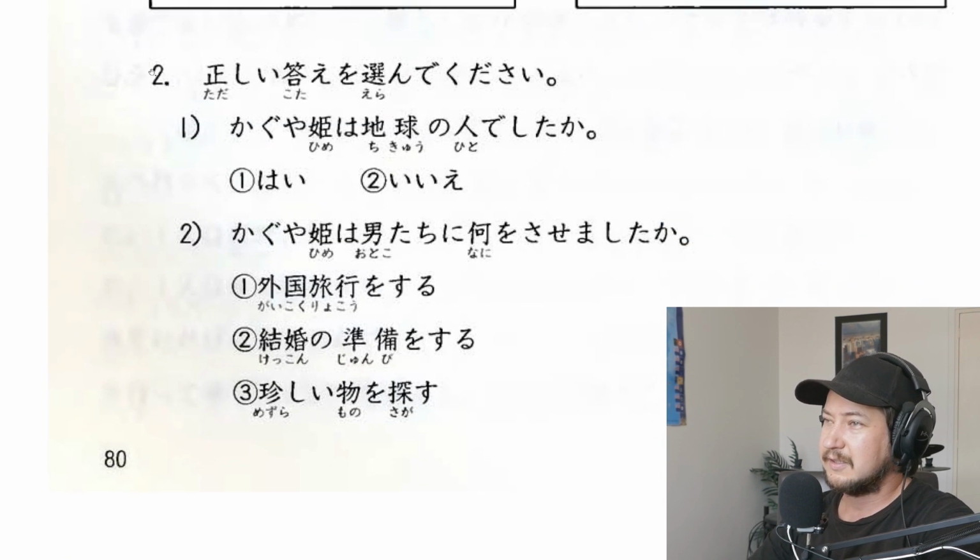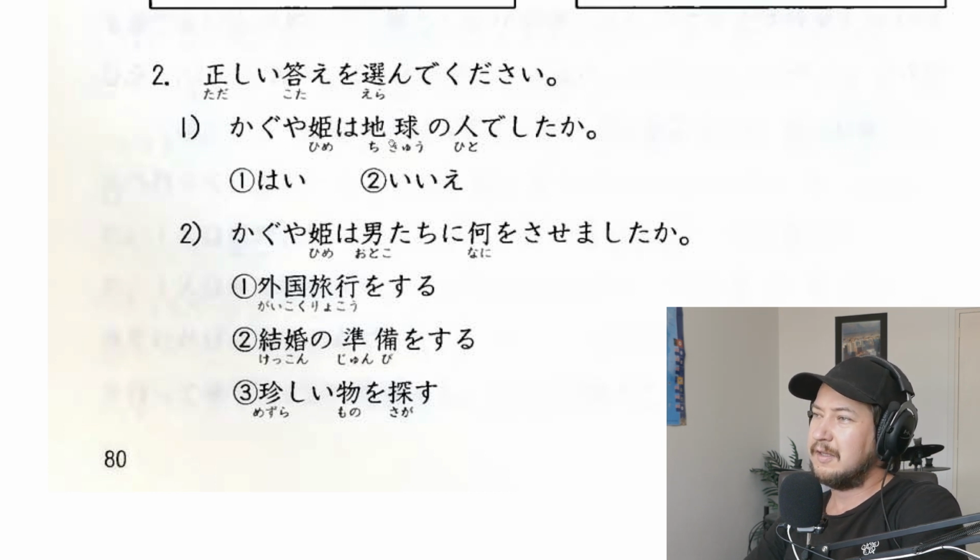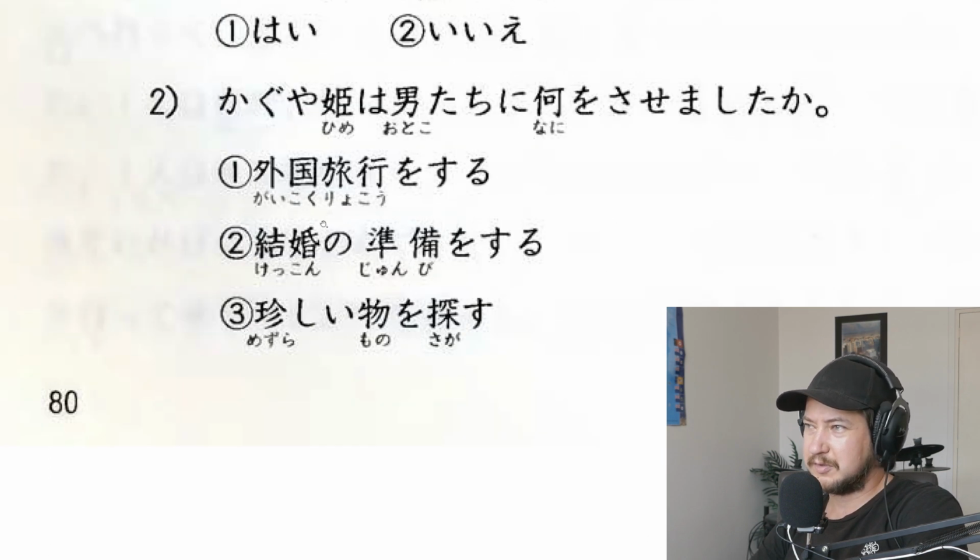Next task. 正しい答えを選んでください. Please pick a correct answer. かぐや姫は地球の人でしたか? Kaguya Princess was a person from planet Earth. And, oh yeah, so no. Yeah, number 2. She was from the moon.